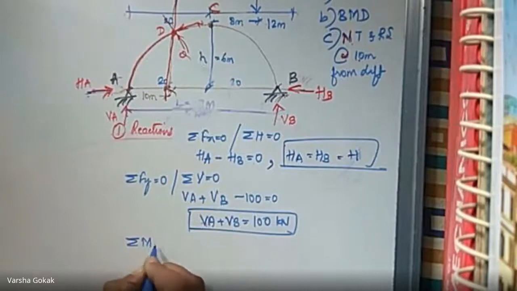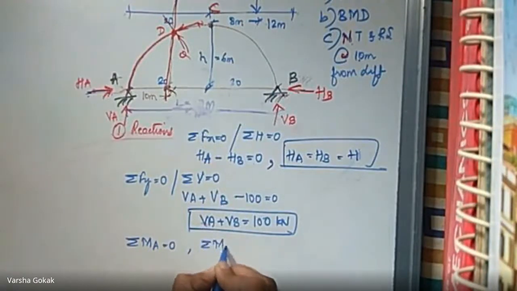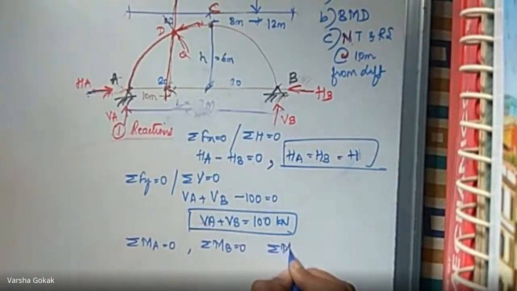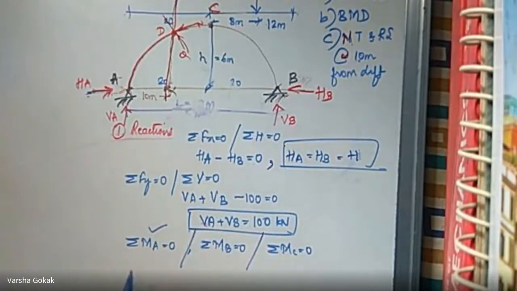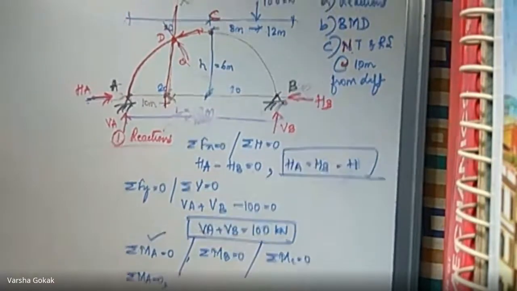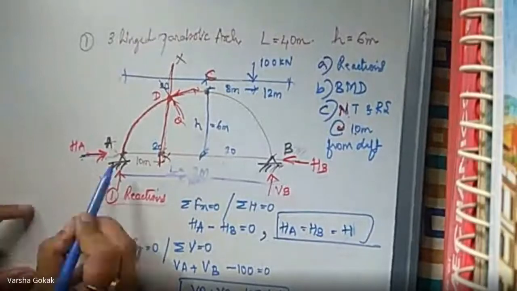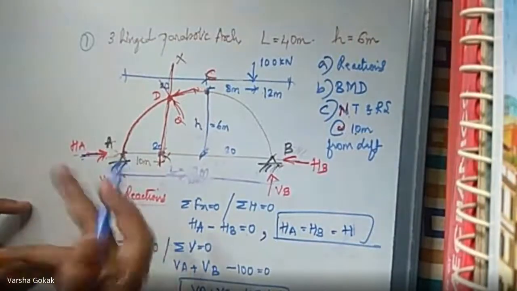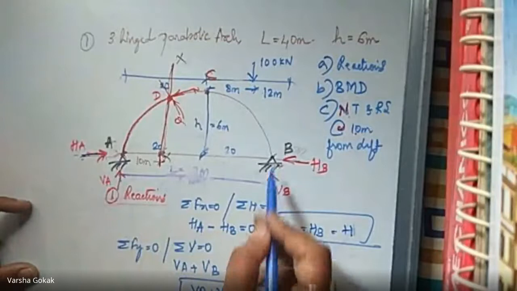Next, summation M. I can take summation MA equal to 0, or summation MB equal to 0, or summation MC equal to 0, because all three are hinges. So we will go ahead with summation MA equal to 0. When I write summation MA equal to 0, what are the things giving moment at A? HA and VA are passing through A, so they will not give me any moment. VB will give me a moment.